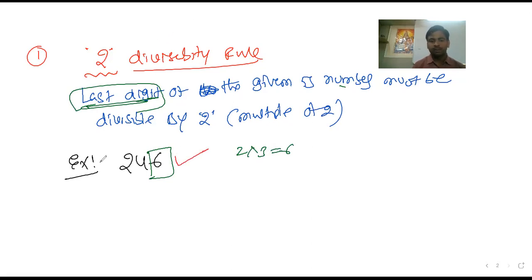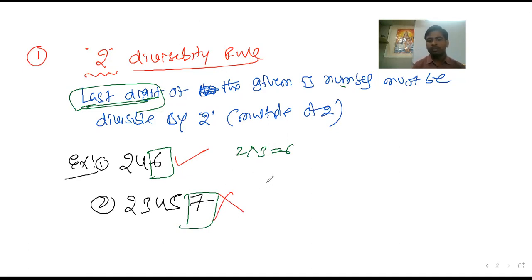Let us take example 2: 23457. Is it divisible by 2 or not? Please take the last digit. Last digit 7. Is 7 divisible by 2? No. 2 threes are 6, 2 fours are 8. So 7 is not divisible by 2. Therefore, this number is not divisible by 2.